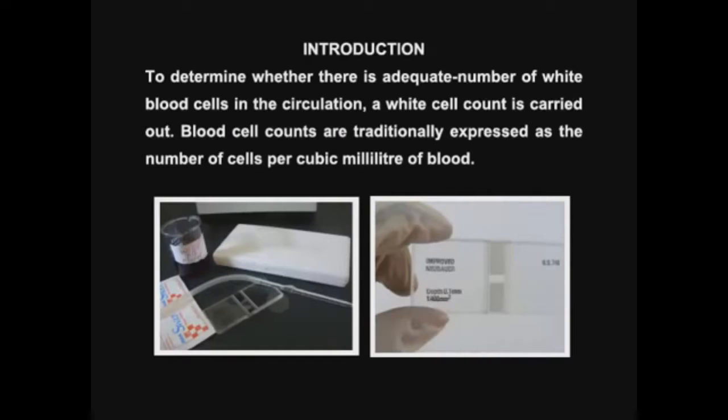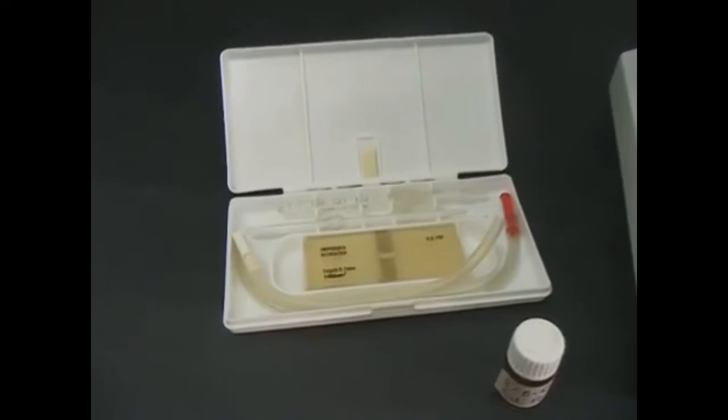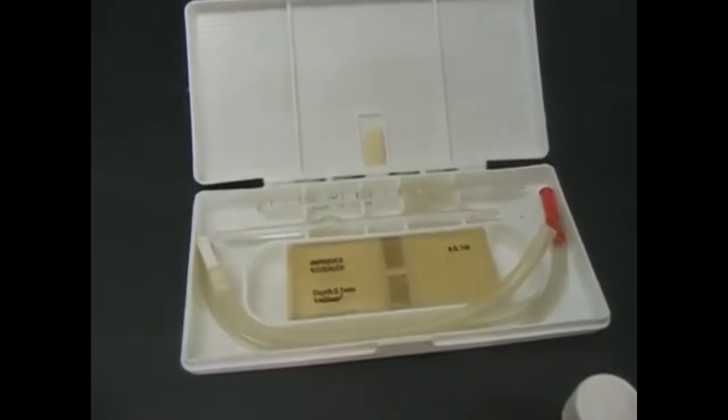To determine whether there is an adequate number of white blood cells in the circulation, a white cell count is carried out. White blood cell counts are traditionally expressed as the number of cells per cubic millimeter of blood. In performing a white blood cell count, a microscope and a hemocytometer apparatus are needed.